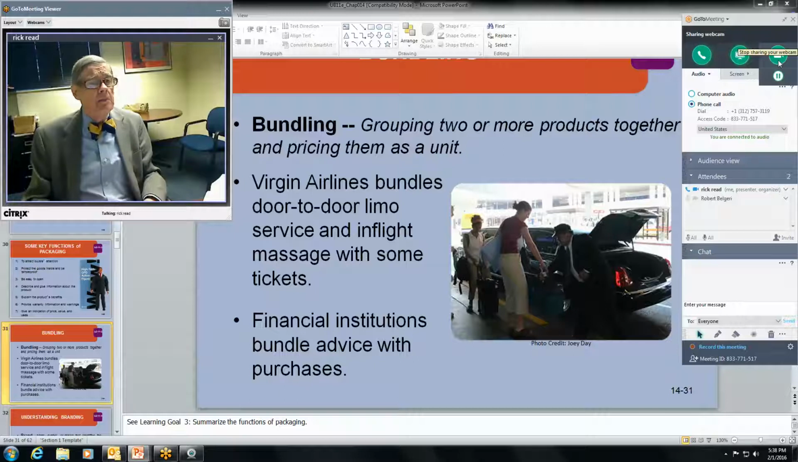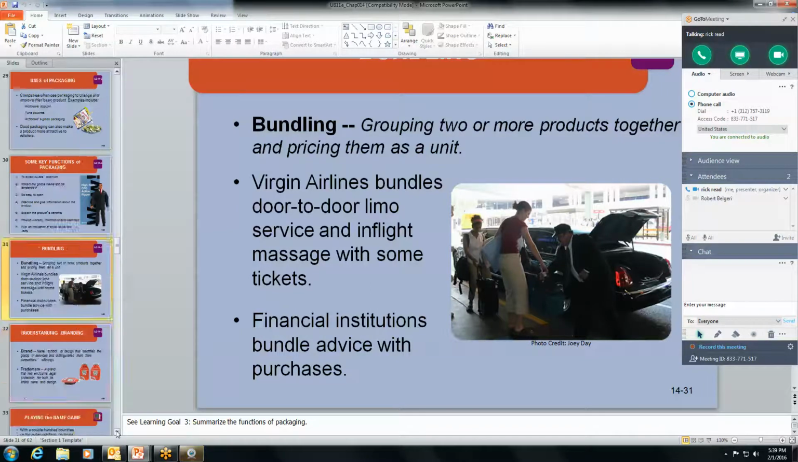Bundling is simply grouping two or more products together and then pricing them as a unit. There's a thing here, Virgin Airlines bundles door-to-door limousine service with some other things that doesn't charge you extra for that. Financial institutions bundle advice with purchases. Yeah, they do, and we can think about whether that's actually a benefit or not.